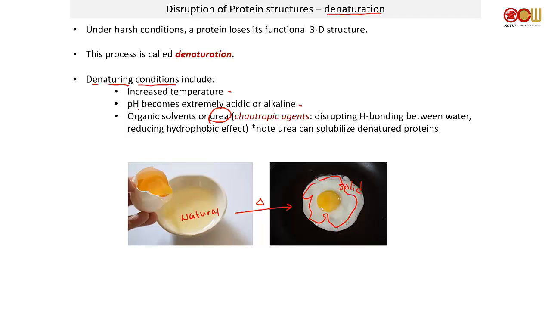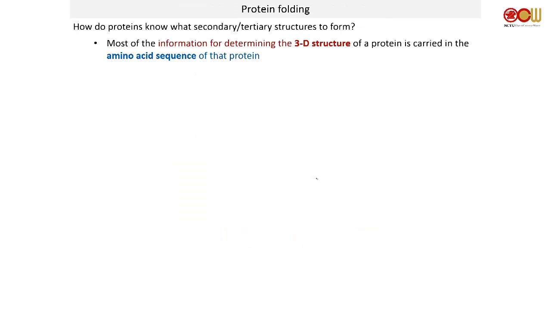And then you dissolve it using urea, and then gradually take urea out, and then you can fold the egg back, okay? So protein folding, right? So then a real question that we should always ask ourselves is how do proteins know what kind of secondary or tertiary structures to form, okay? We saw in our previous lecture that they form alpha helix, they form beta sheets, right?